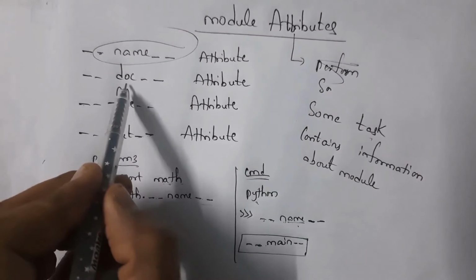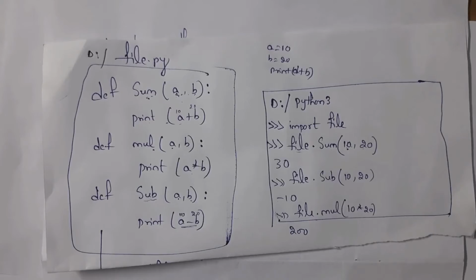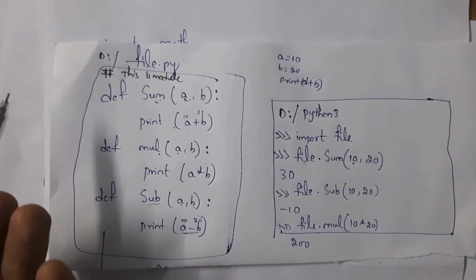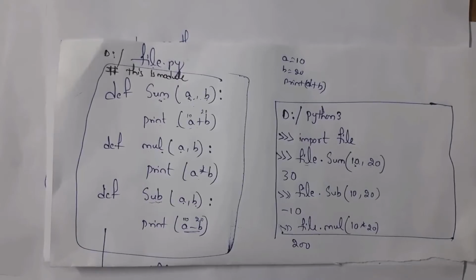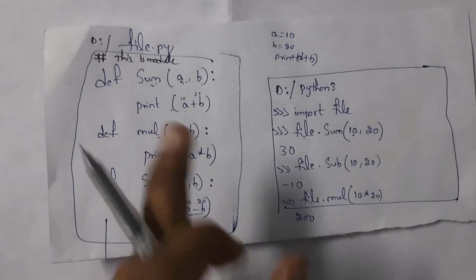Next I will explain what is the use of the doc attribute. Doc stands for document string. For example, consider this file which I already explained before. This module contains a comment, that is, this is module. This module name is file.py and this module is present in local disk D. Now I want to open this file.